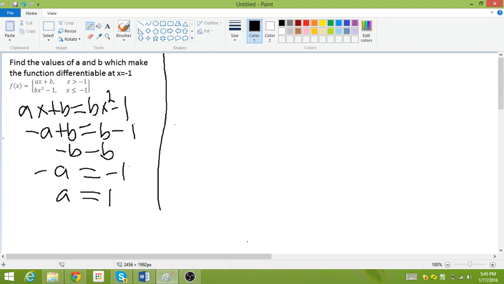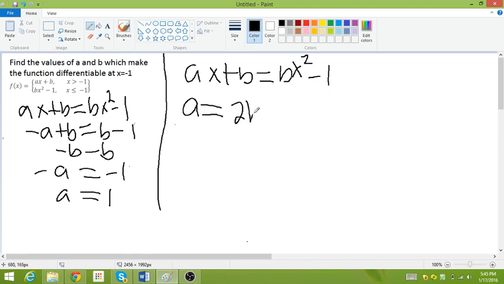So we can go ahead and write the same thing we wrote here, ax plus b equals bx squared minus 1. Alright? And now we can go ahead and take the derivative. So we have a is equal to 2bx.